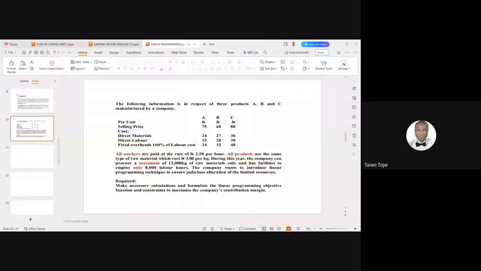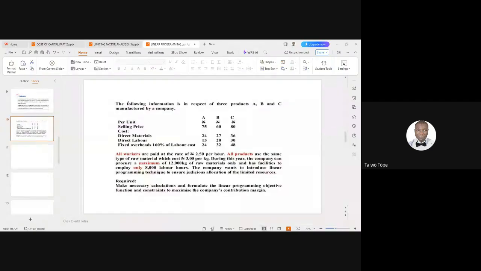So all products use the same type of raw material, which costs 3 naira per kg. You can see they are giving you the cost per kg, because when formulating the linear programming, you use this element of cost per unit, per kg, to formulate your inequality.